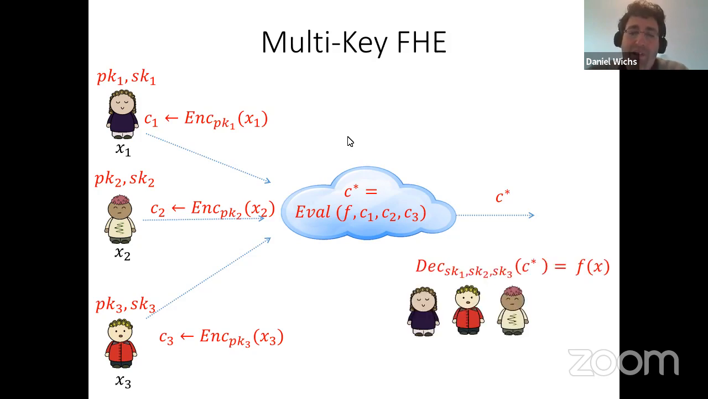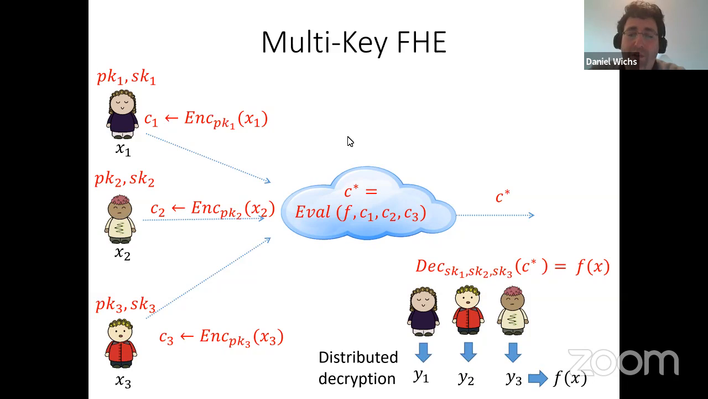But still, what we want is that there's a way to decrypt it given the secret keys of all the users collaboratively. So if all the users come together, they can decrypt this output ciphertext C star and recover the output of the function on the 3 inputs, on X1, X2, and X3. And actually, we want something stronger. So we want this to be done in a very nice and easy distributed way.